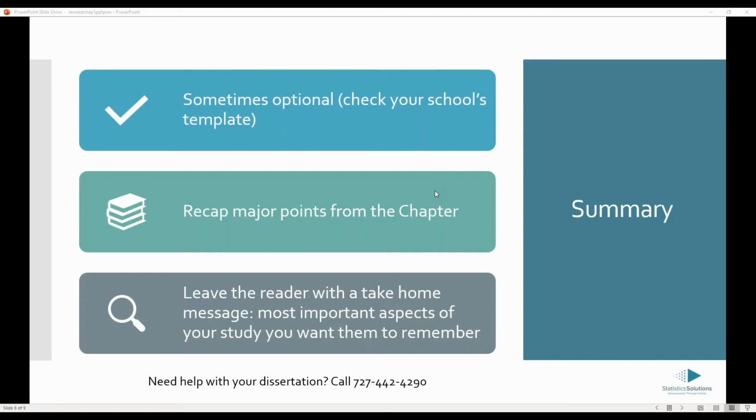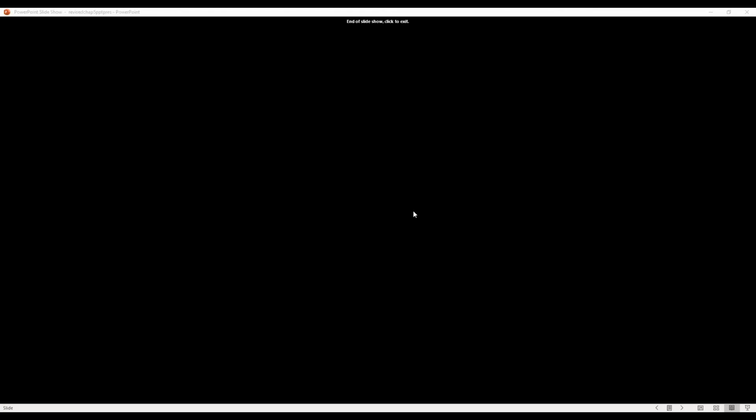Recap major points from the chapter, but also leave the reader with a message, the most important things from your study that you want them to remember. And that's kind of it. Chapter 5s are not typically real long, there's no real page count requirement. You just need to hit those areas and make sure you have what your template is asking for.